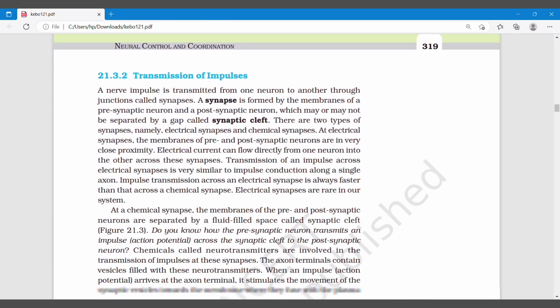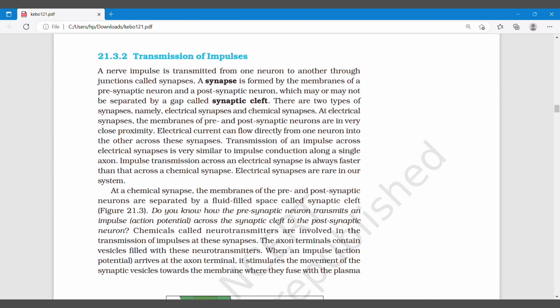Next point is 21.3.2, that is transmission of impulses. A nerve impulse is transmitted from one neuron to another through junctions called synapses. A synapse is formed by the membranes of a presynaptic neuron and a postsynaptic neuron, which may or may not be separated by a gap called the synaptic cleft. There are two types of synapses, namely electrical synapses and chemical synapses.